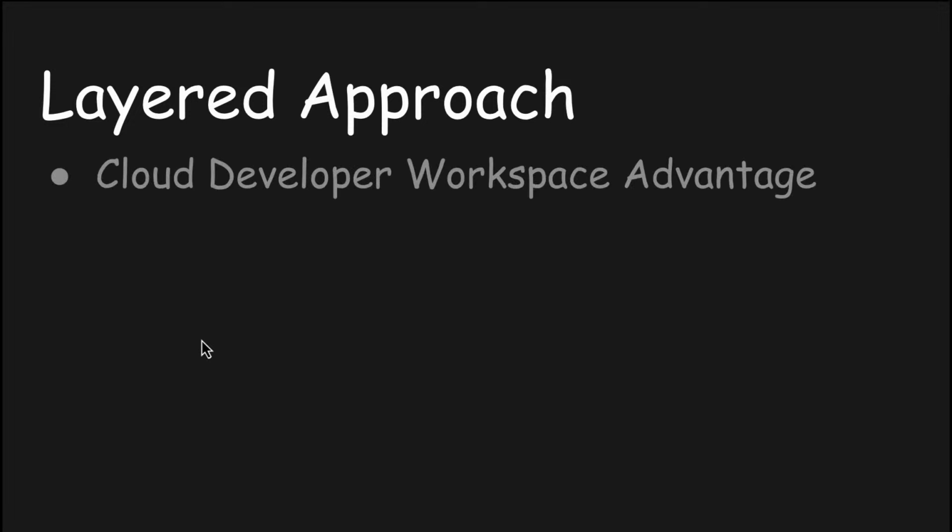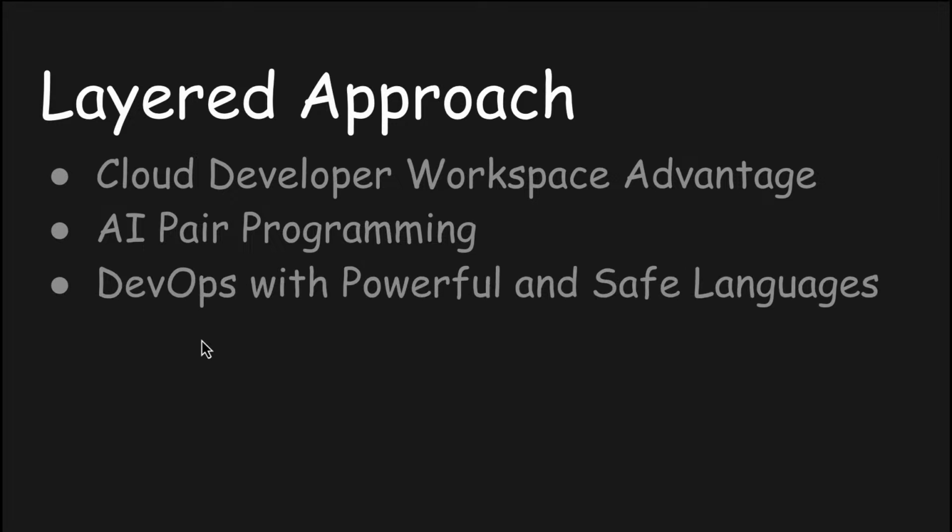So the first thing that we should talk about is this cloud developer workspace advantage. This is a huge value add in terms of using things like Copilot. In my opinion, it actually makes the system complete, and it's hard in some ways for me to think about using Copilot without using GitHub Codespaces. We'll talk about that a little bit. Also, AI pair programming, as I mentioned before, is a critical component to using maybe more powerful languages like Rust. Also, DevOps is really critical just in the real world as well.